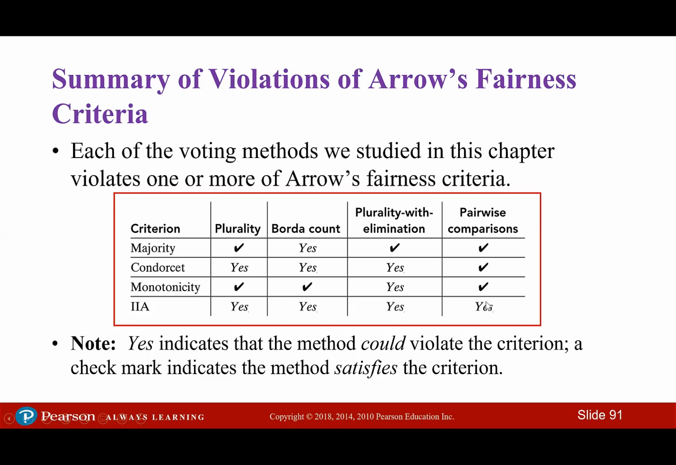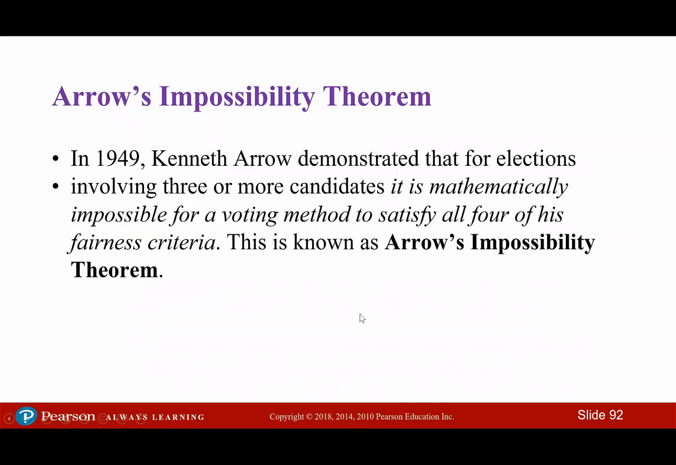So what Arrow ends up doing is just to say that the 4 that we studied, they could possibly violate the fairness criteria. And so if you have 2 candidates, obviously whoever's the majority person is going to win. If you have 3 or more candidates, it is mathematically impossible for the voting method to satisfy all 4 of the fairness criteria.